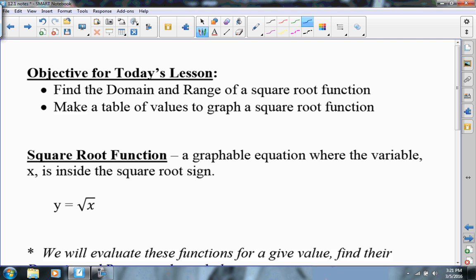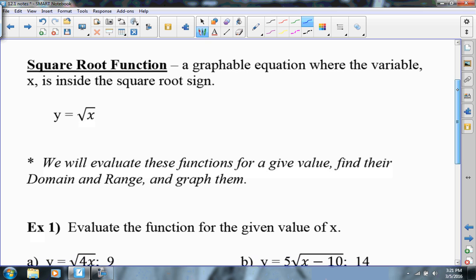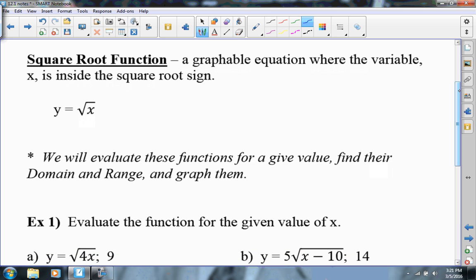And today we're going to find the domain and range of square root functions, and then we're going to make a table of values so that we can graph the square root functions. And we've talked about square roots earlier in the year. We talked about them a lot in chapter 9.